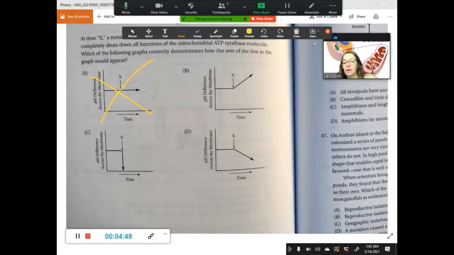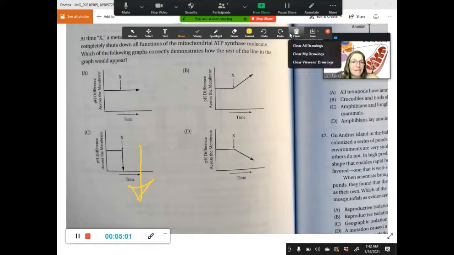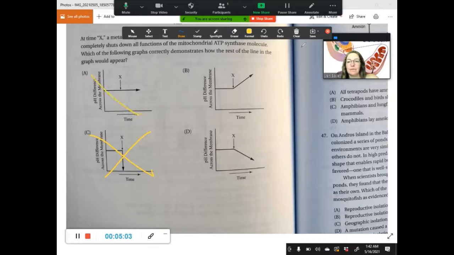The pH difference going down, you think it's going to get more equal across the membrane? Maybe over time, but it's definitely not going to plummet like that. So I'm gonna X out C and A. What about B? pH difference across the membrane is gonna increase.